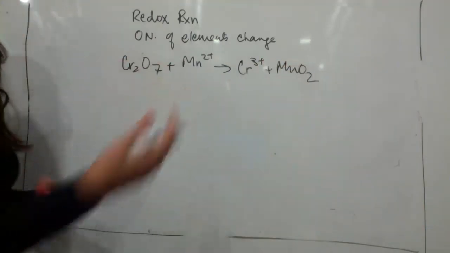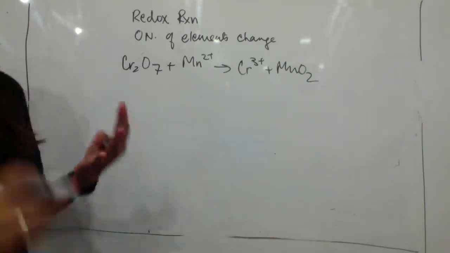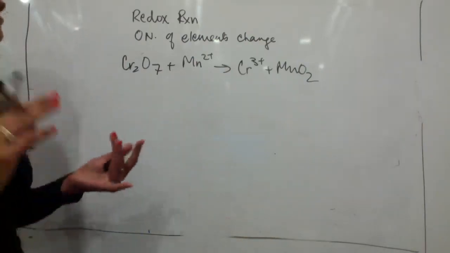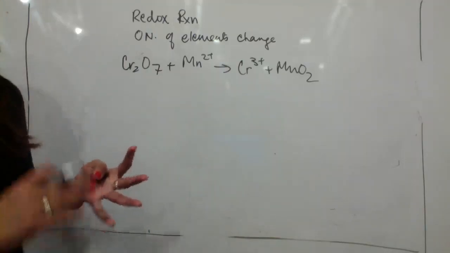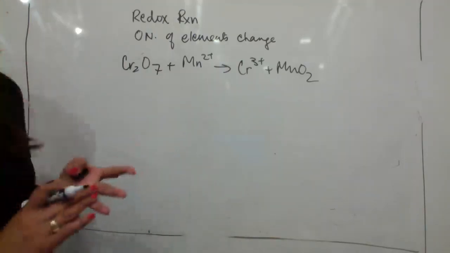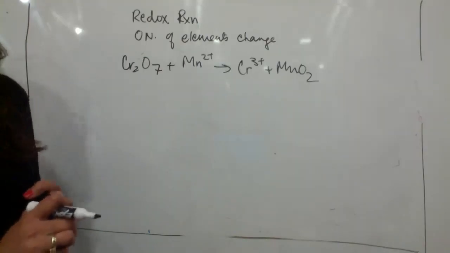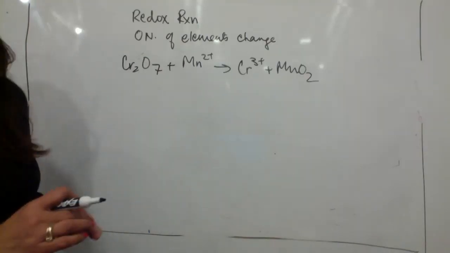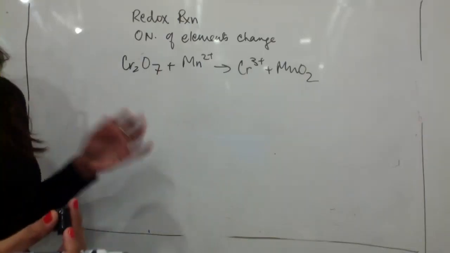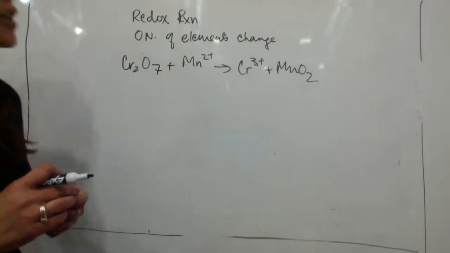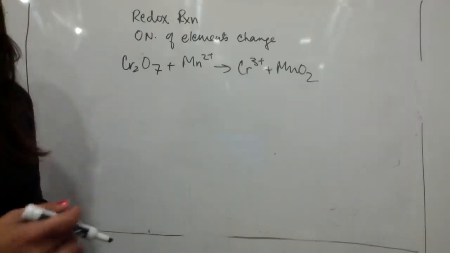And then you use a series of steps. First you balance all elements except for hydrogen and oxygen. Then you balance oxygen by adding water. Then you balance hydrogen by adding H+. Then you balance charge by adding electrons. And then you make the number of electrons given by the oxidation half the same as the number taken in by the reduction half. And that helps you balance the reaction.